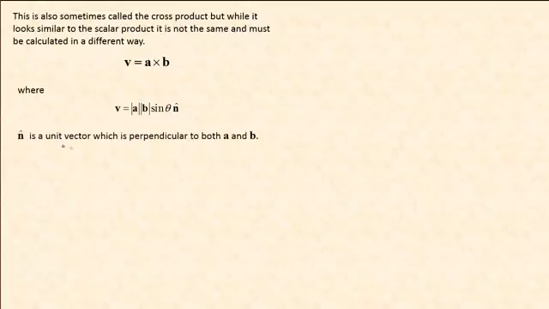N hat is a unit vector which is perpendicular to both A and B. And this is why this is so useful. If we have a vector A and a vector B, and we do the cross product, then we end up with a vector that goes this way, which is perpendicular to both of these other vectors.